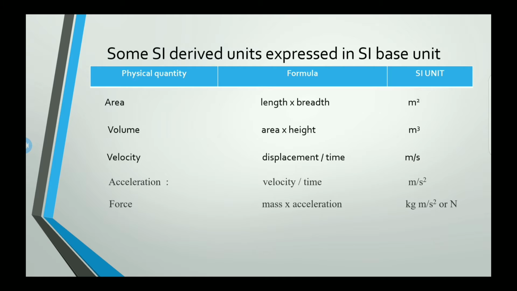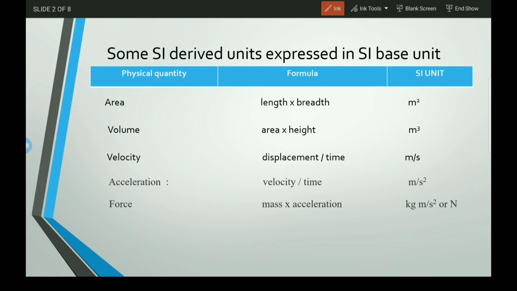So the first quantity is area. The formula for area is length into breadth and its unit is meter square. Next is volume. The formula for volume is area into height. The unit for area is meter square, and when it is multiplied with the meter, its unit becomes meter cube.